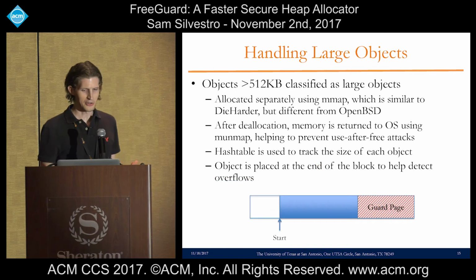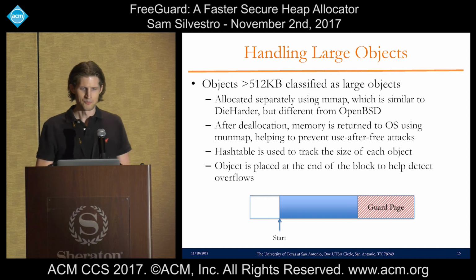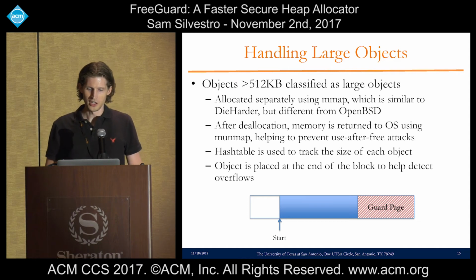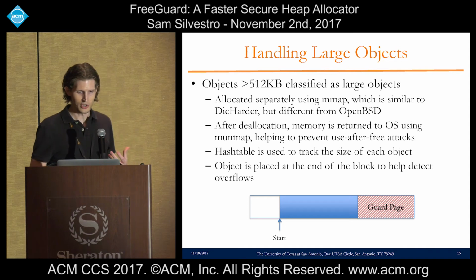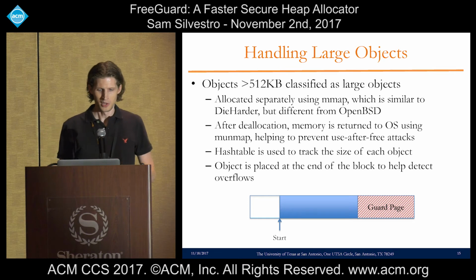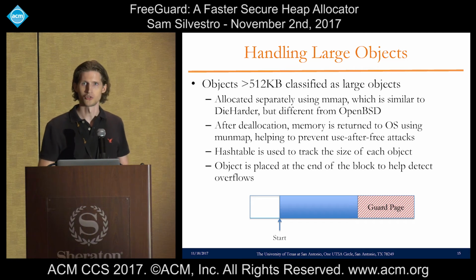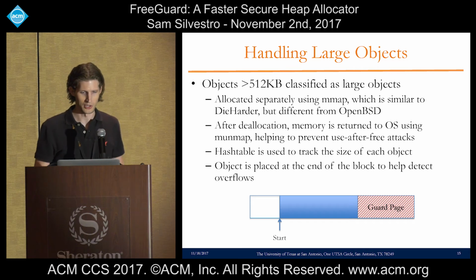Now, each of these allocators has some threshold at which an object becomes a large object, and they need to handle it differently. So for FreeGuard, that's anything greater than 512 kilobytes. Large objects in FreeGuard are allocated separately using a direct call to mmap, which is similar to the way DieHarder does it, but different from OpenBSD.